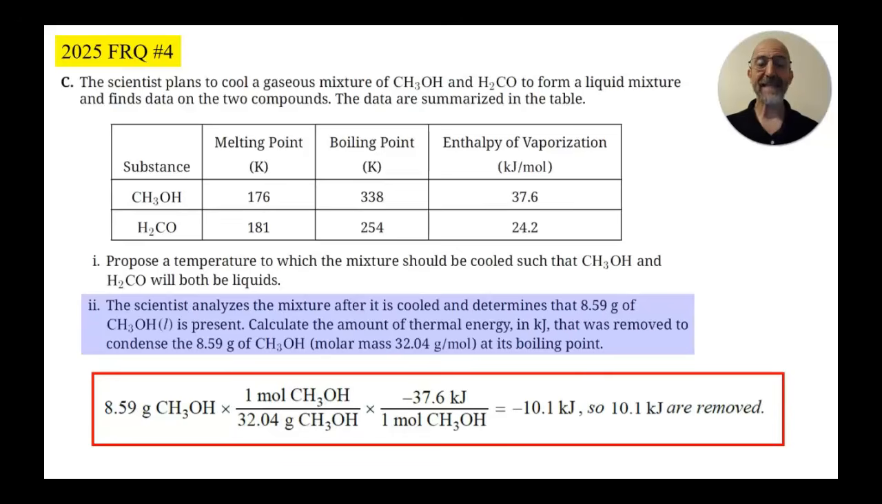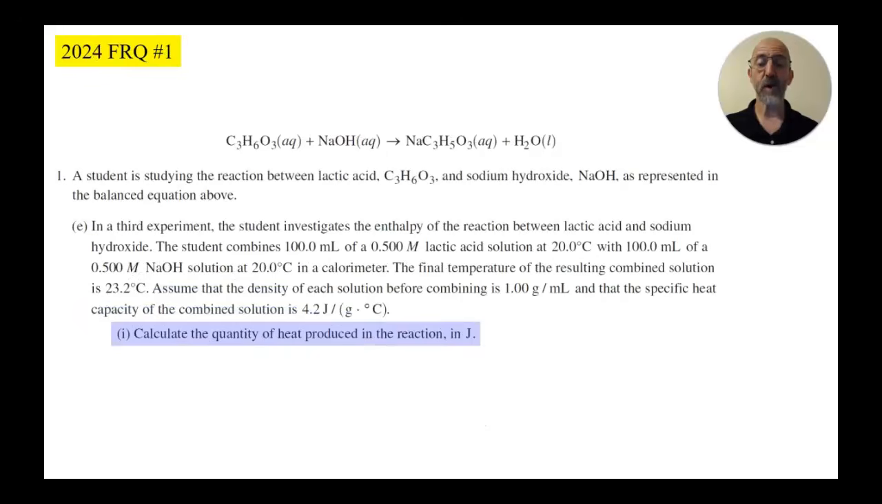All right, let's go ahead and take a look at our next question, which appeared on the 2024 AP Chemistry exam. Now, we have a reaction involving solutions that are being combined together. So the student combines 100 milliliters of a 0.500 molar solution of something known as lactic acid, and then they mix that with 100 milliliters of a 0.500 molar solution of sodium hydroxide. And this takes place in a calorimeter.